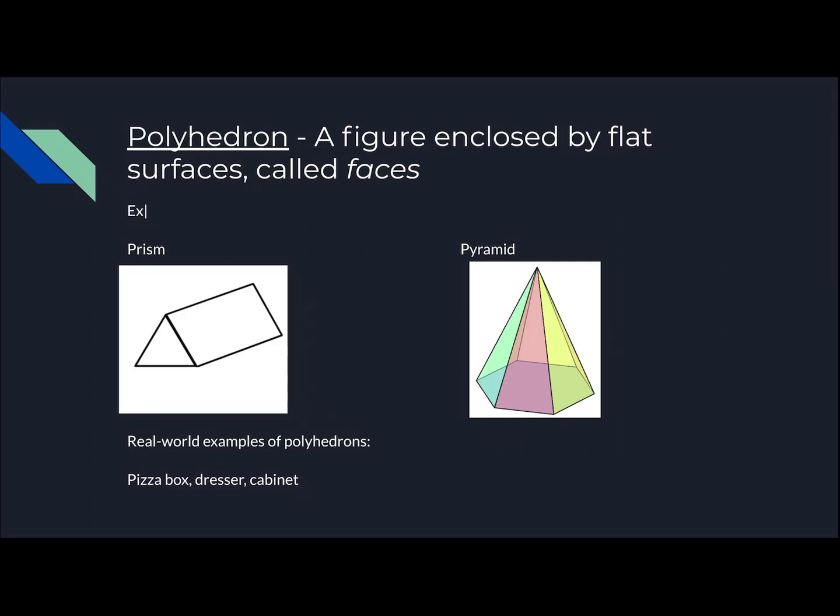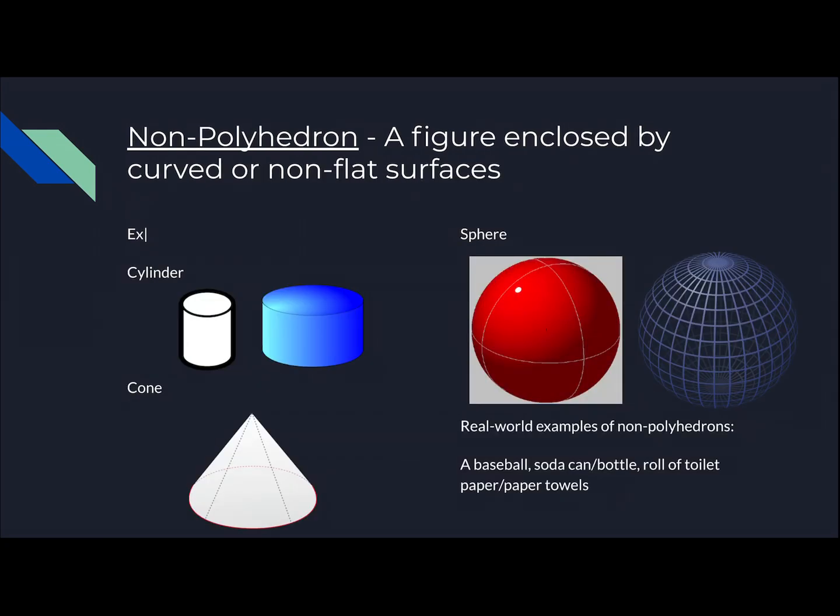Then you have what's called non-polyhedrons, okay? Non-polyhedrons are figures enclosed by curved or non-flat surfaces. The examples that we're going to look at are cylinders, cones, and spheres. Okay? And you've seen all these different shapes before.